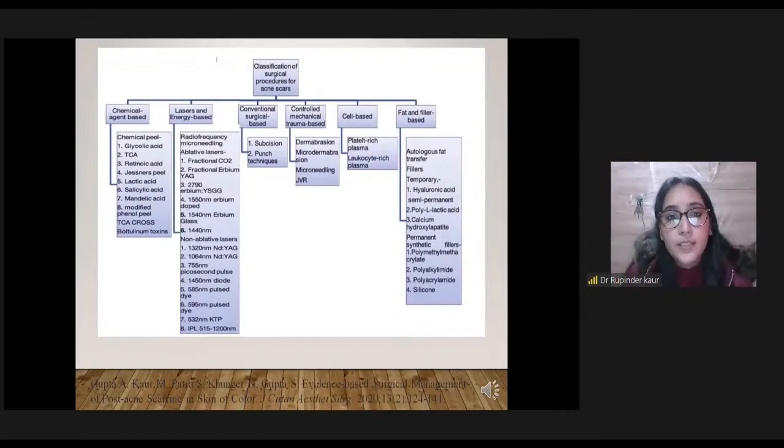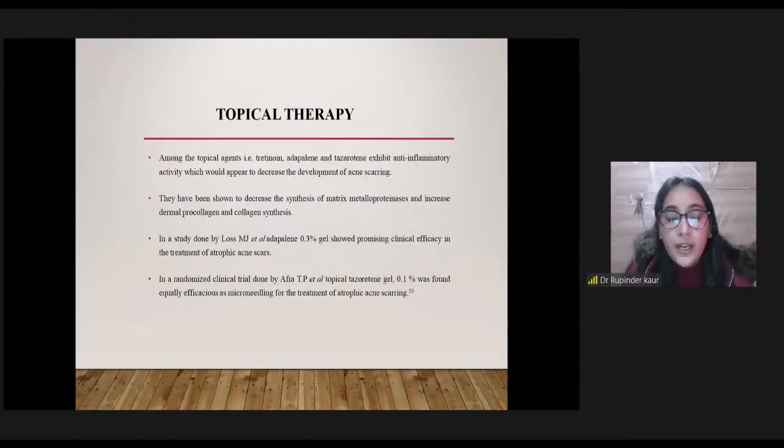Mechanical trauma based include dermabrasion, microdermabrasion, microneedling, and volumetric remodeling. Others include platelet-rich plasma, leukocyte-rich plasma, and cell-based surgical procedures. Others are autologous fat transfer and temporary, permanent, and semi-permanent fillers.